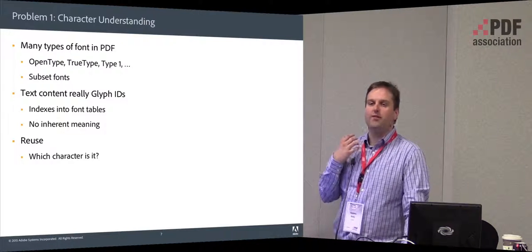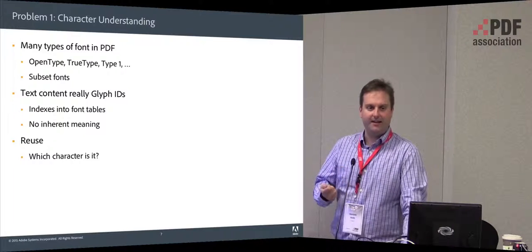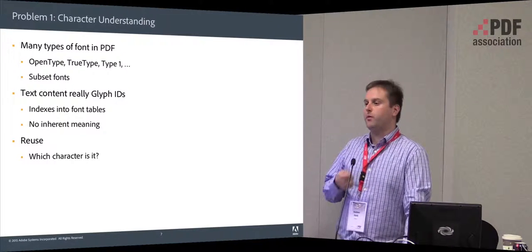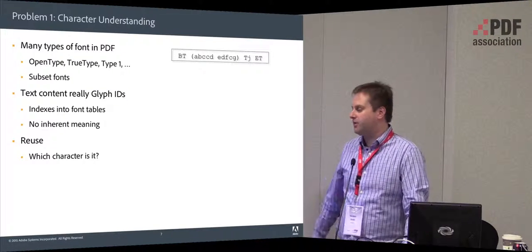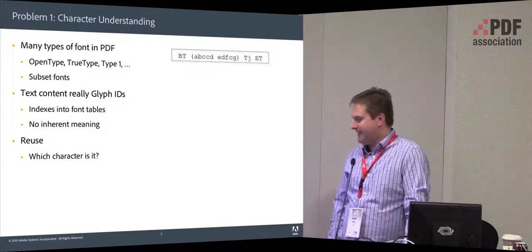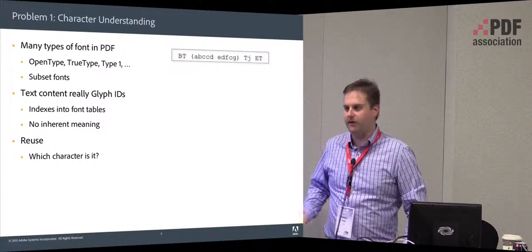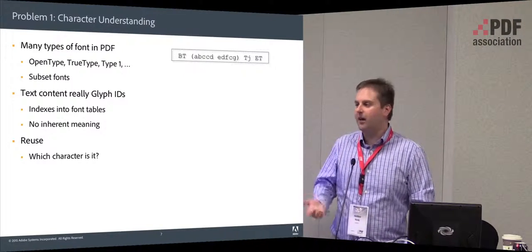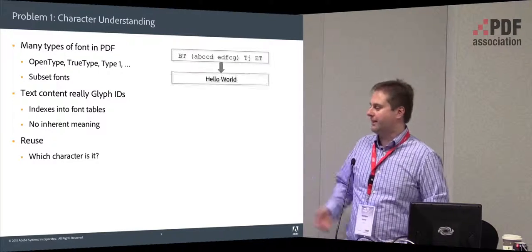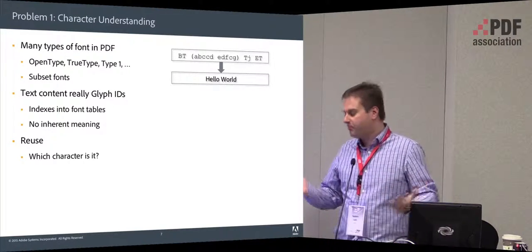There are many types of fonts that can be embedded in PDF. We subset them for size, and this causes us lots of problems when we actually want to figure out what the text was. For example, here's a showstring that has A, B, C, C, D, blah, blah, blah. What does that actually look like when it's rendered? No one in this room, including myself, could tell you because we don't know the context. In fact, in this case, it would render Hello World with the font I've chosen.